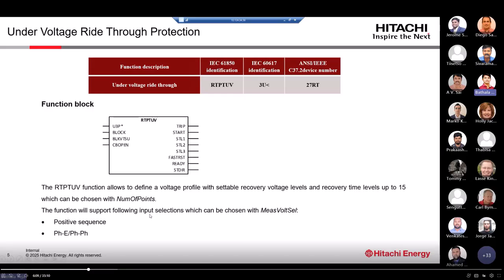Yeah, this function works for positive sequence, phase to phase and phase to neutral voltages. It considers any one of them based upon the setting, and operates accordingly.